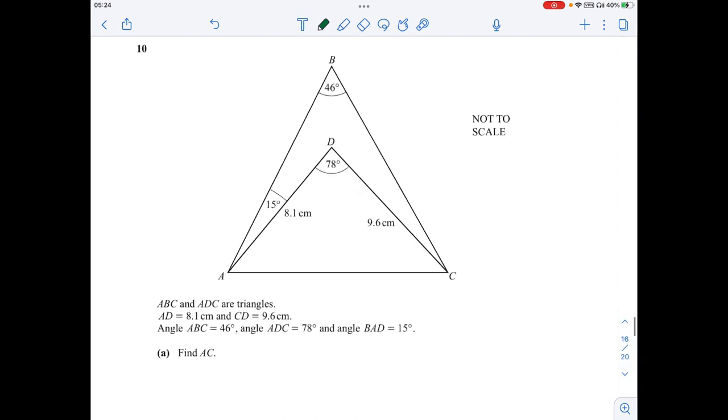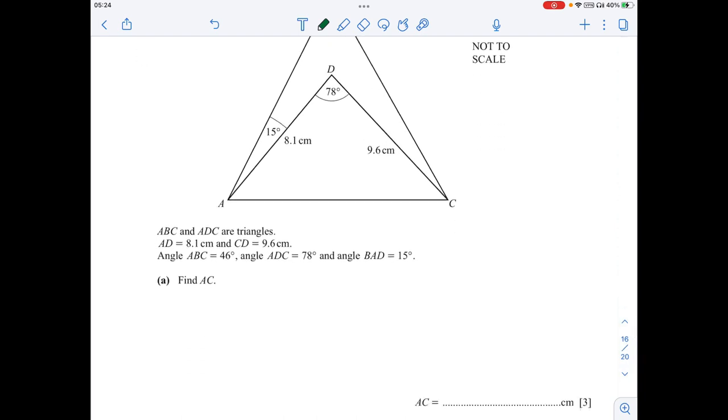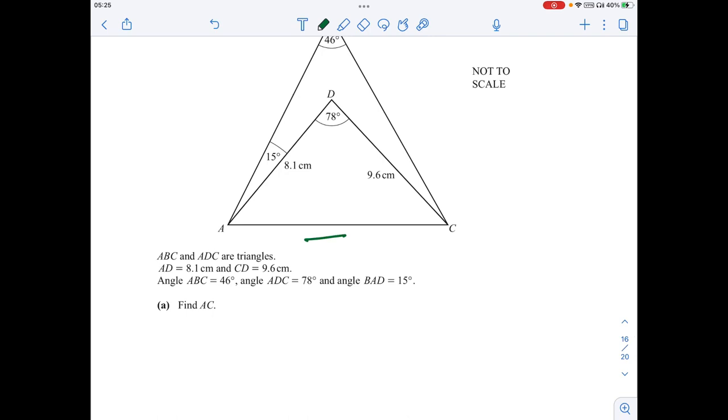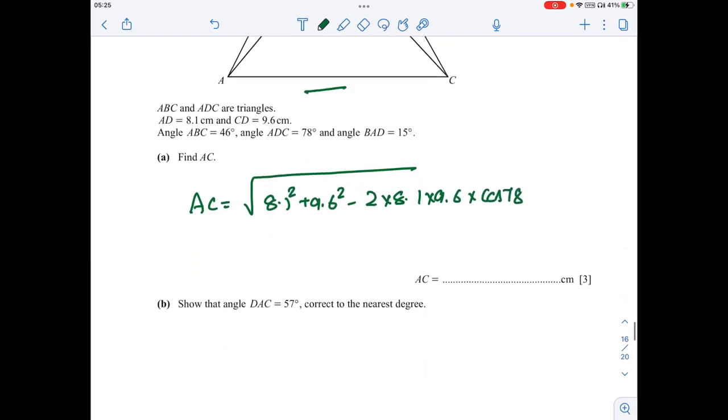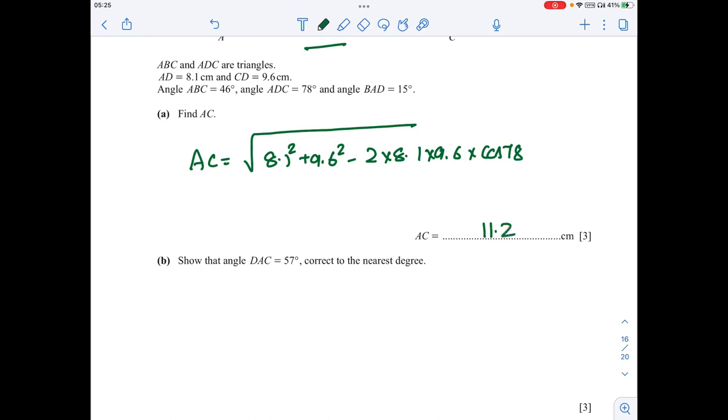Coming to question number 10, he's asking us to find AC. I can use the cosine rule to find AC. AC equals the square root of 8.1 square plus 9.6 square minus 2 times 8.1 times 9.6 times cosine 78. Simplify that, you should be getting 11.2.